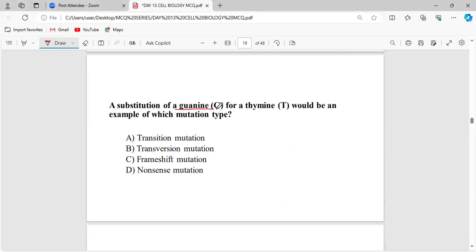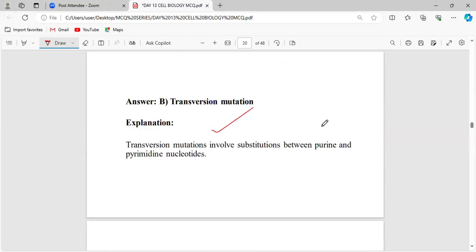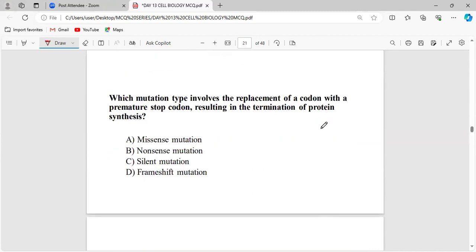Okay, a substitution of a guanine for a thymine would be the example for a mutation type. For that, you have to know which is purine and which is pyrimidine. Okay, see, for example, the purines are adenine and guanine; thymine and cytosine are the pyrimidines. Here, one purine is substituted by a pyrimidine. So what is the type of mutation? That will obviously be a transversion mutation.